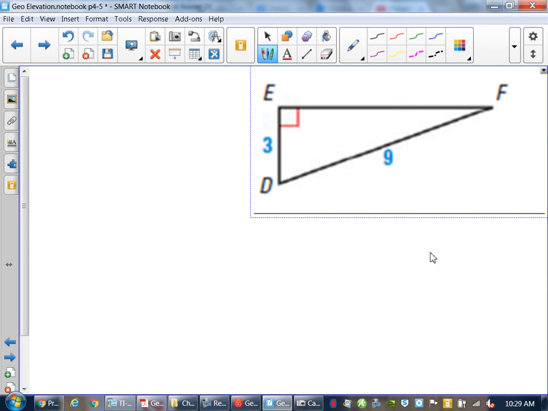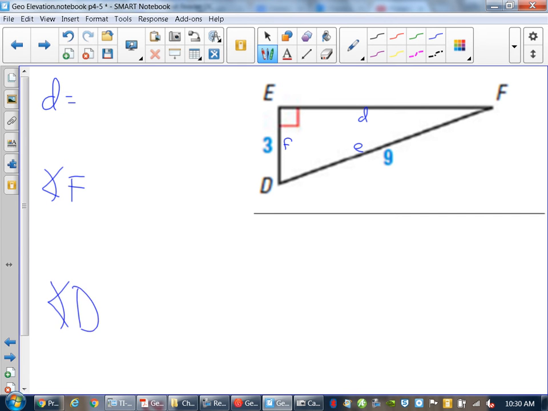Same idea. This is your example where you wind up having to solve, you have two sides. You need to find your third side. Then you need to find the two angles. Same deal. Label your parts that you're going to be looking for. Well, I have little d, little f, little e. Which means I need to find that little side d. I have to find angle f and angle d.